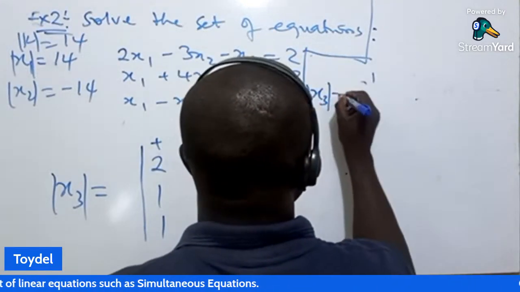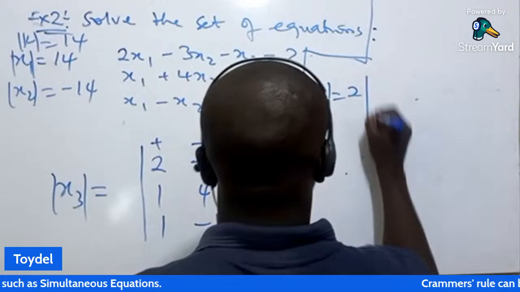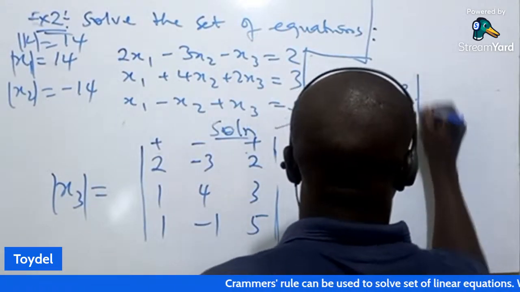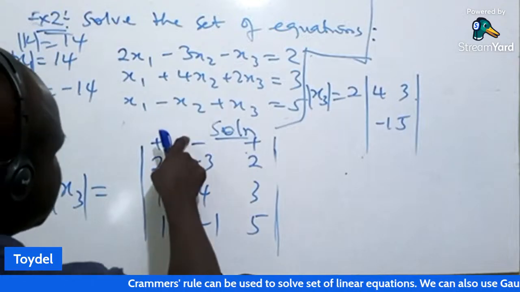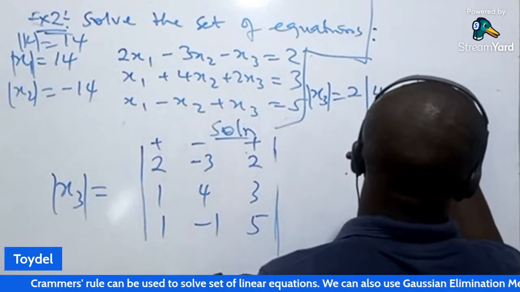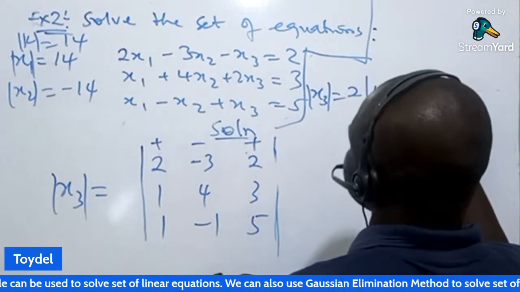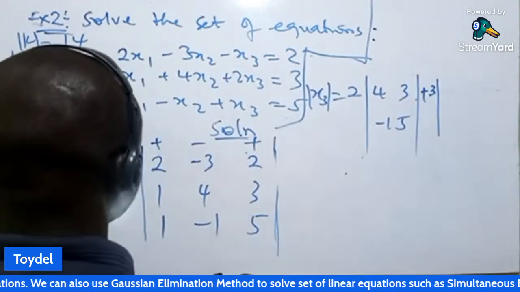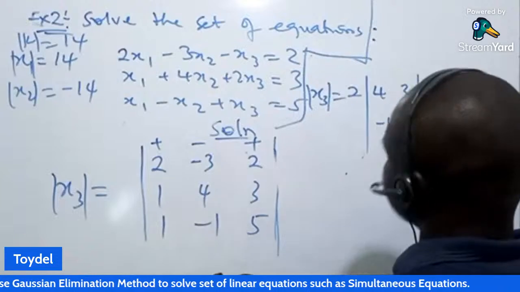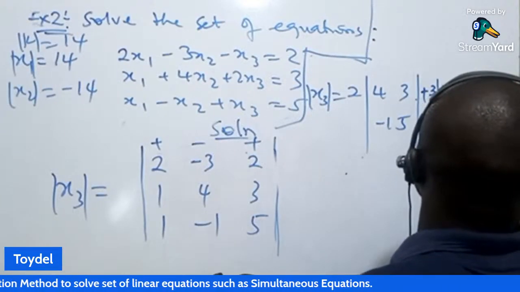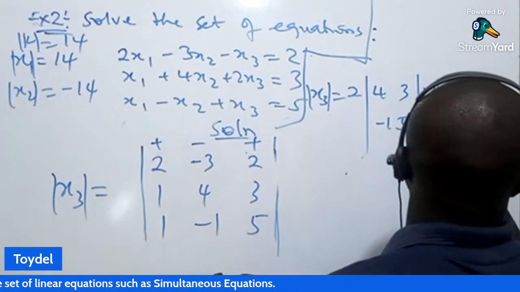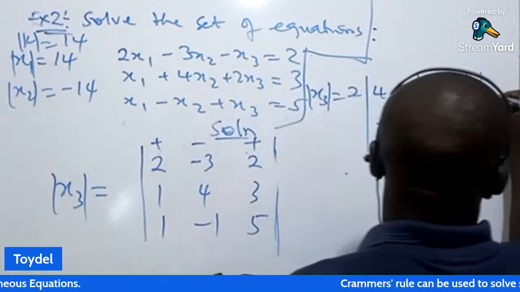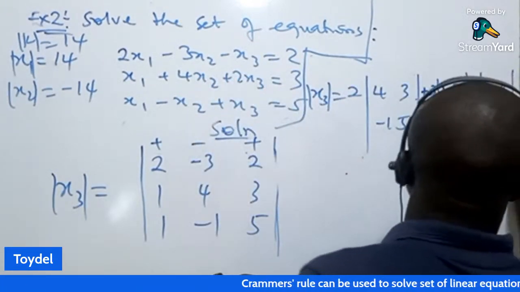Determinant of x3 will now be equal to, we have 2 into bracket. When we pick 2, the leftover will be 4, 3, -1, 5. Then this is minus, it will be plus. We have -3, that will be plus 3, plus 3 into bracket. The leftover will be 1, 3, 1, 5. Then we have 2 into bracket 1, 4, 1, -1. And that's what we are going to get.